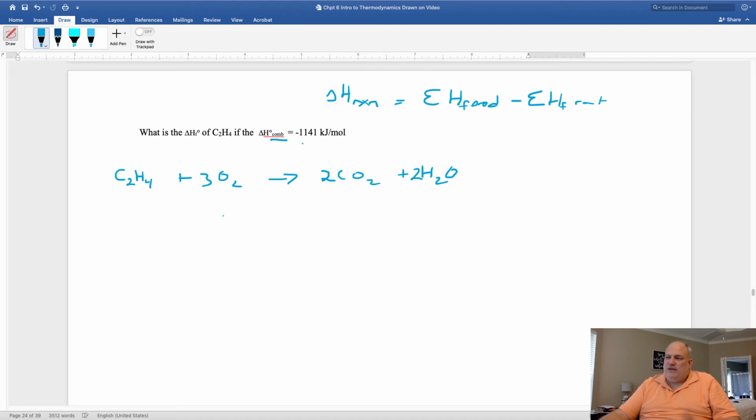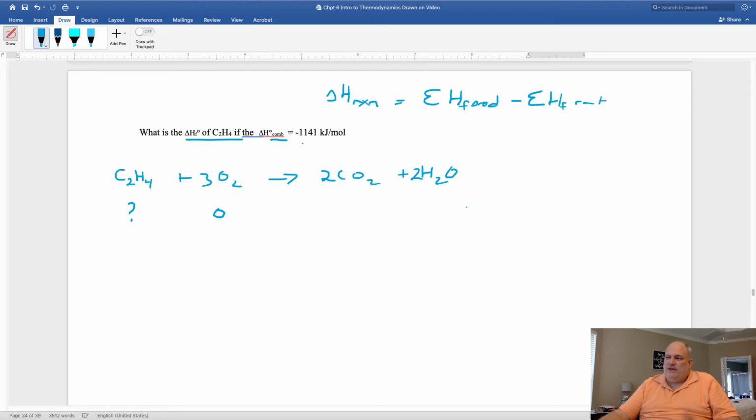So I'm going to look up on the table what the enthalpies of all these formations are, because I'm looking for the enthalpy of formation of this. So this is what I'm trying to solve for right here. Now, I just happened to have looked these up before, and I know that O2, its enthalpy of formation is going to be 0 because it's an element.